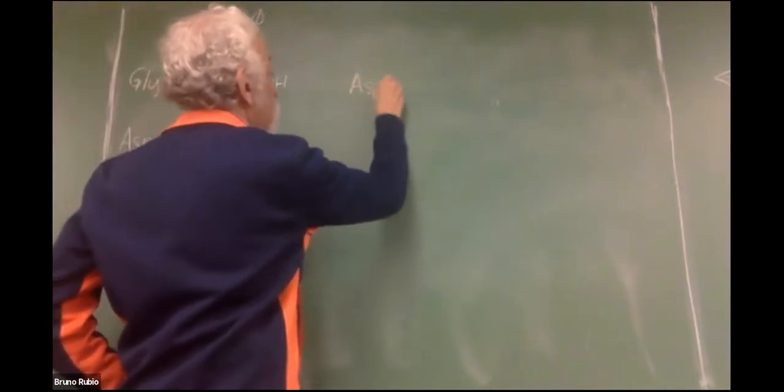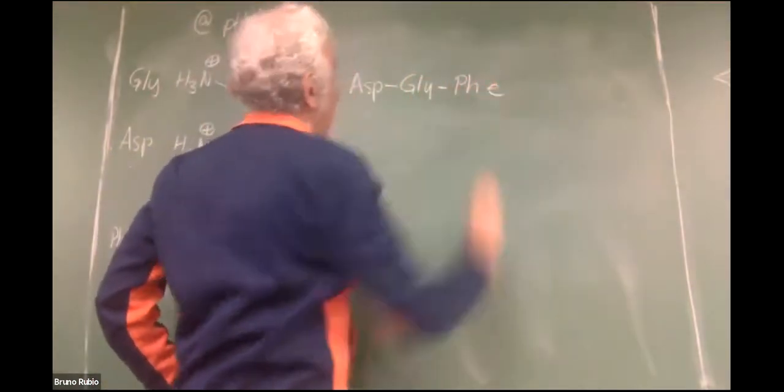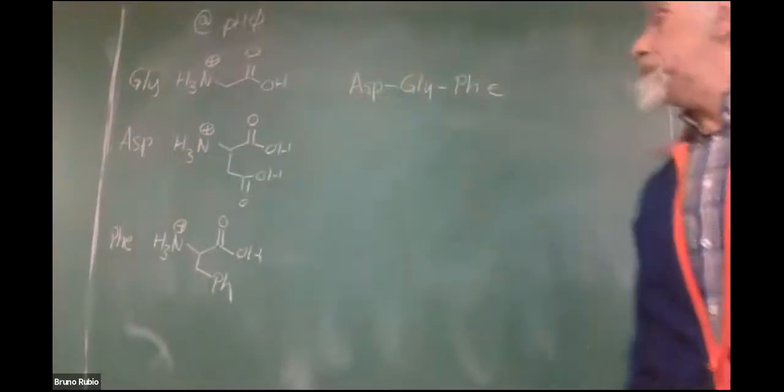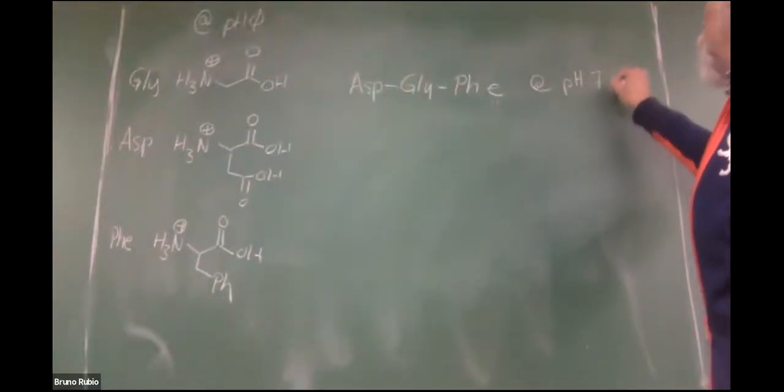What if I were to ask you to draw the peptide aspartate-glycine-phenylalanine? Draw that peptide at pH 7.4, at physiological pH. So let's try that.